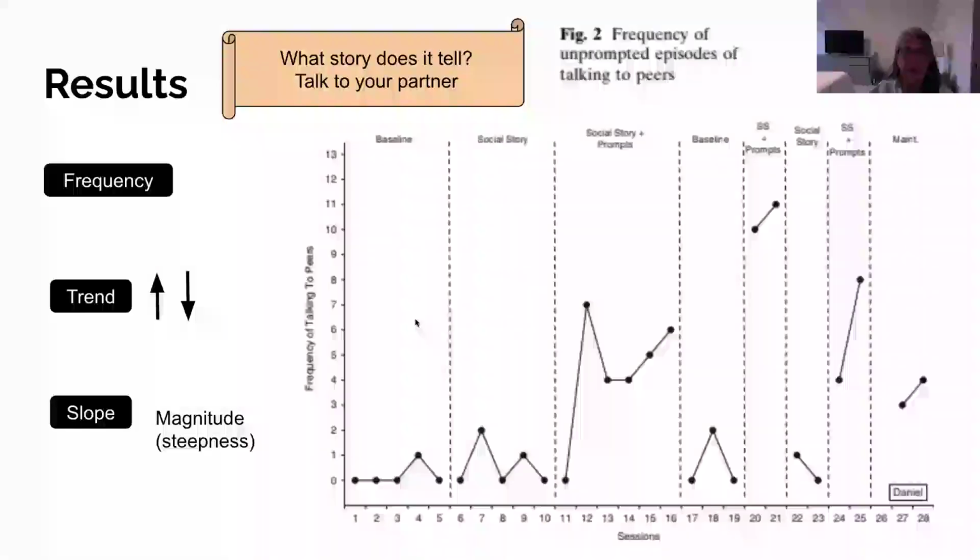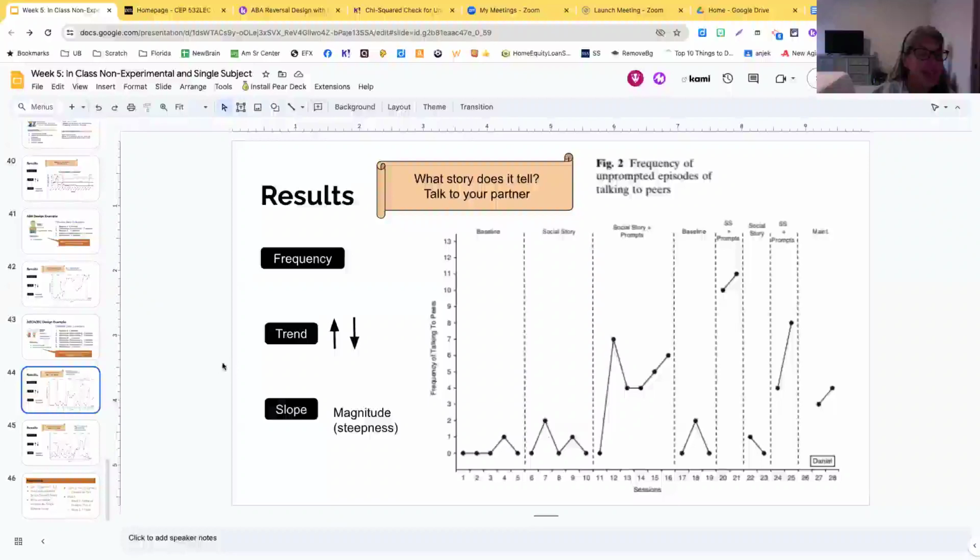Here we have the baseline, we have social stories. What do you think happened there? Then they added prompts, see what happened there. Then they went back to baseline. Look what happened there. And then they did social stories with prompts. Now look at that. And then just social stories again. And then social stories with prompts and then maintenance. So I'm sending you off to talk about this now. What do you think is happening with this little guy?